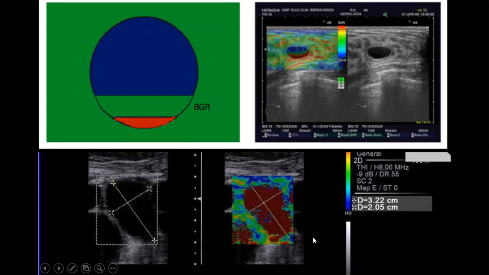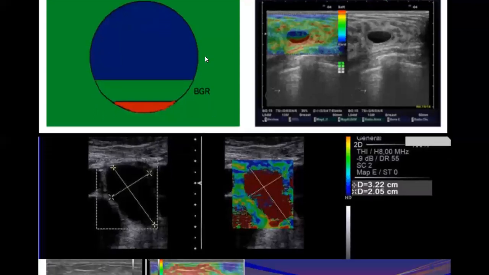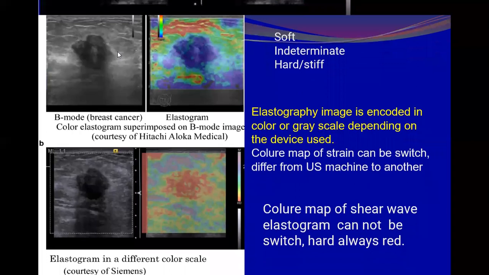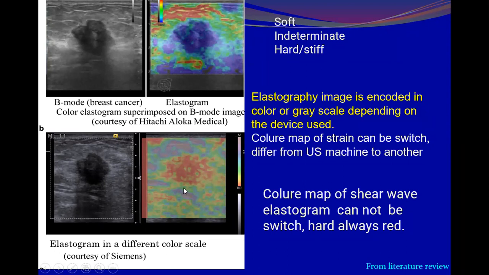This is shear wave? How come? No, it is not a shear wave. Why is it not a shear wave? This is strain elastography. I'll let you know why. Look, it is red, completely red. This lesion is hard, and this lesion is hard, and both are strain elastography.